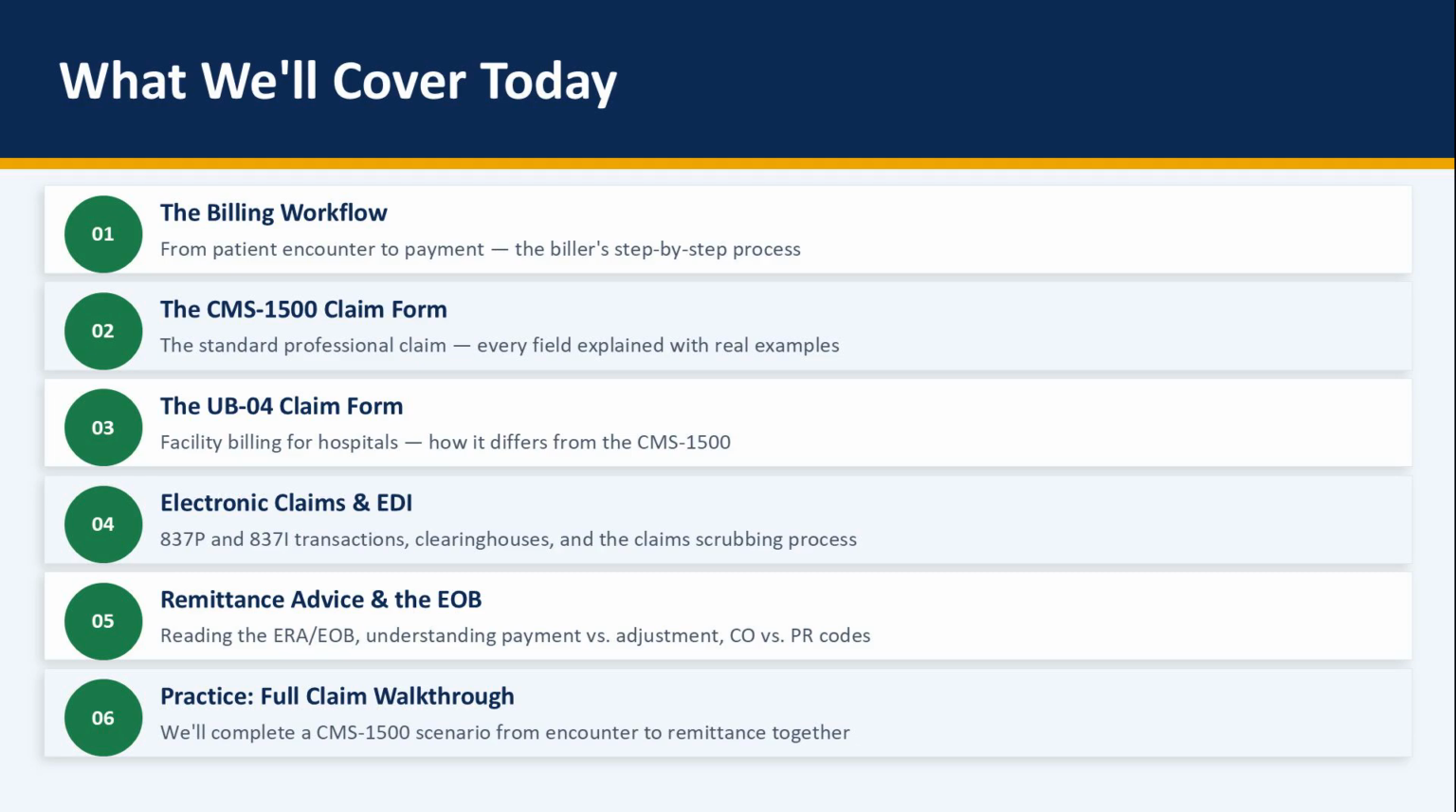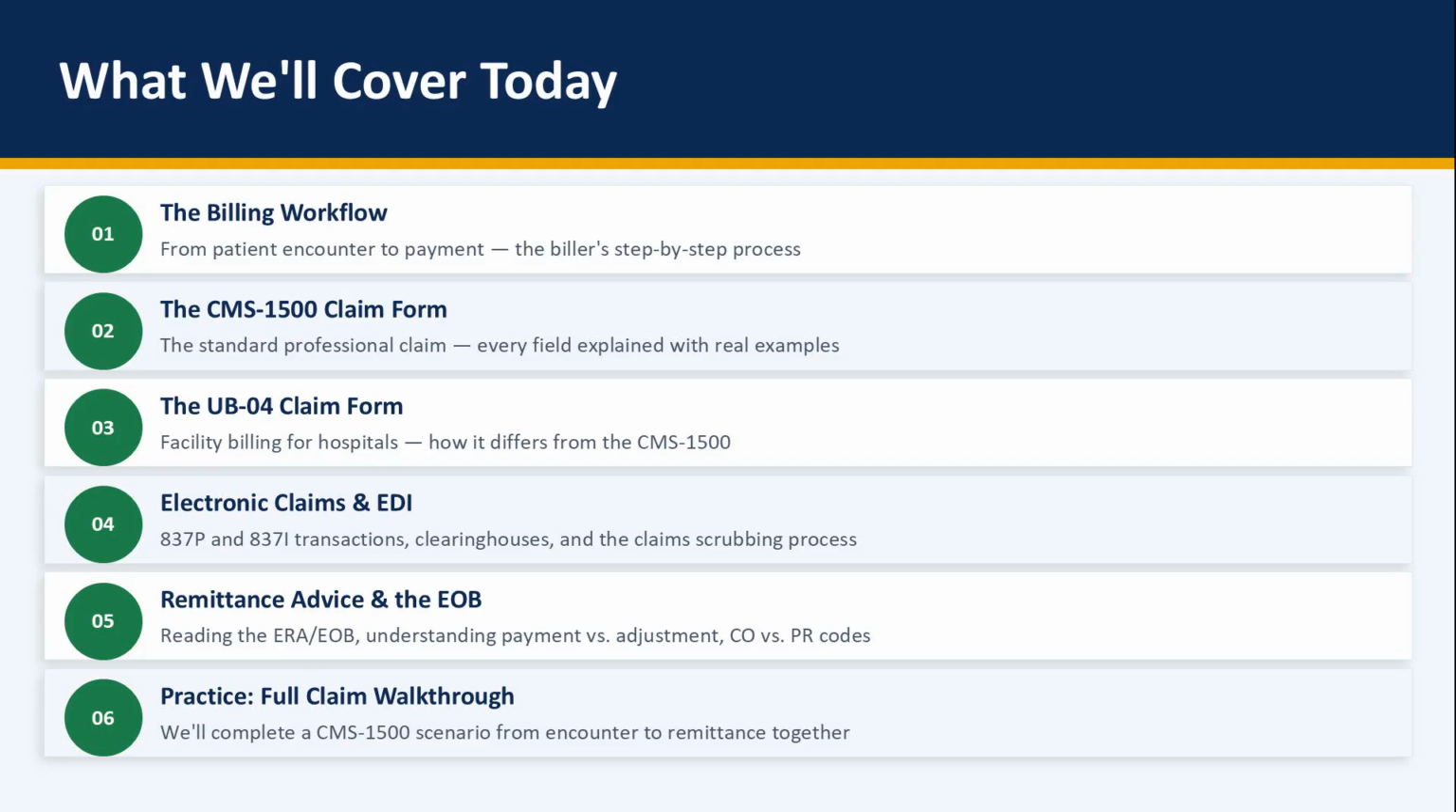Topic 4. Electronic claims and EDI, electronic data interchange. The vast majority of claims today are submitted electronically, and you need to know how that process works, what a clearinghouse does, and what 837P and 837I transactions are. Topic 5. Remittance advice and the EOB, explanation of benefits. This is what comes back after you submit a claim. We'll decode the payment, adjustment, and denial information, including the adjustment reason codes that appear on every remittance. And Topic 6. A complete claim walkthrough from encounter to payment.